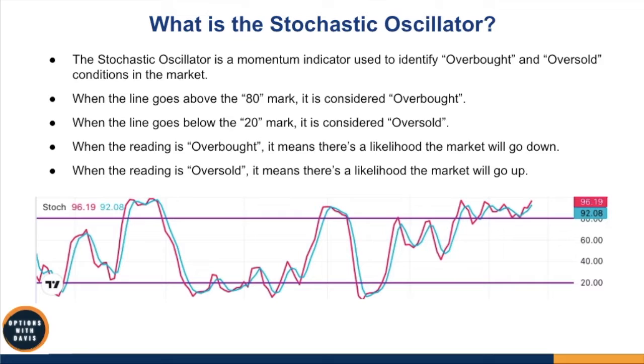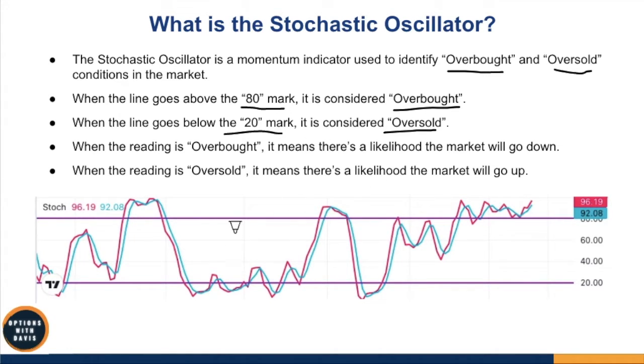So first off, what is the stochastic oscillator? Without getting into all the complex calculation, I'm just going to give you the layman terms of what the stochastic oscillator is. It's basically a momentum indicator used to identify overbought and oversold conditions in the market, right? So when the line goes above the 80 mark, it's considered overbought, and when the line goes below the 20 mark, it is considered oversold.